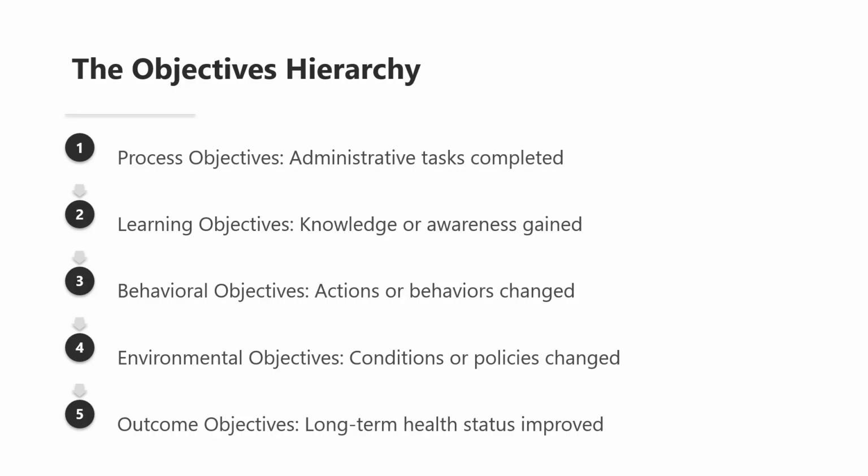And finally, outcome objectives are the most long-term and describe changes in health status, quality of life, or morbidity and mortality. An example would be, within 5 years, the cardiovascular disease mortality rate will decrease by 10%. Understanding this hierarchy helps you select the right type of objective for each stage of your program, and that is a skill that will serve you both on the exam and throughout your career.